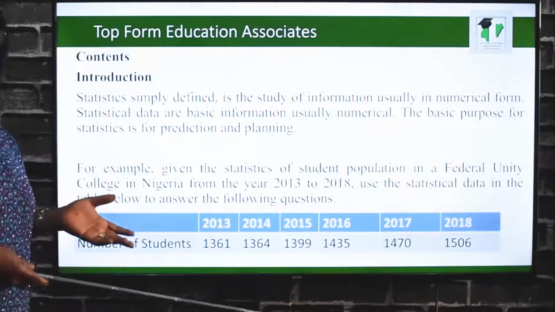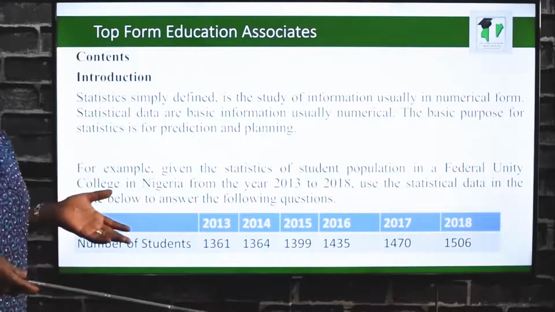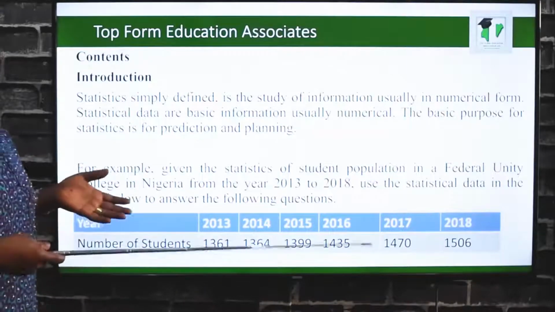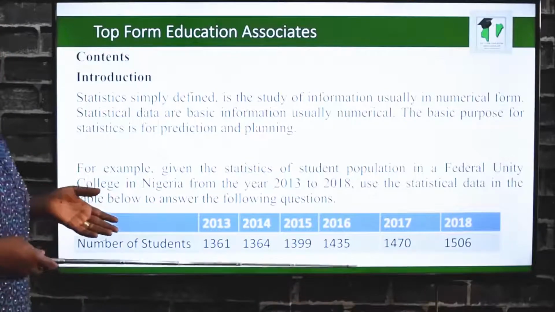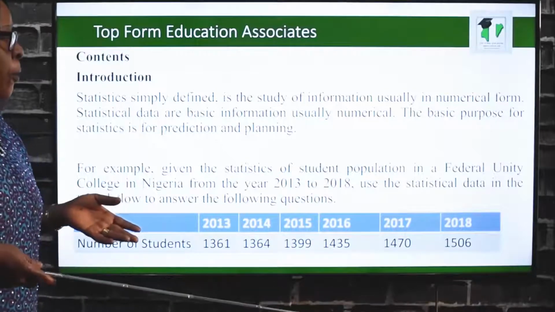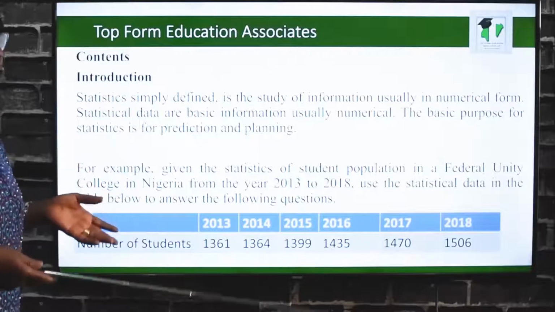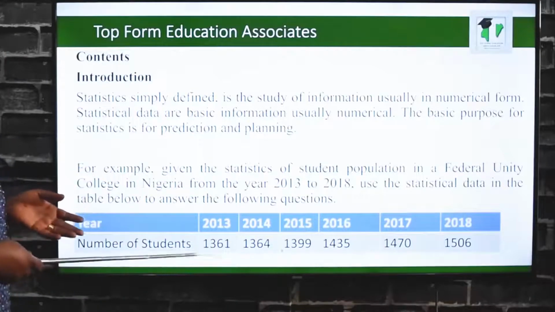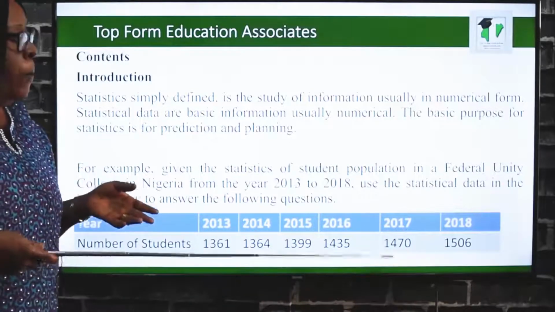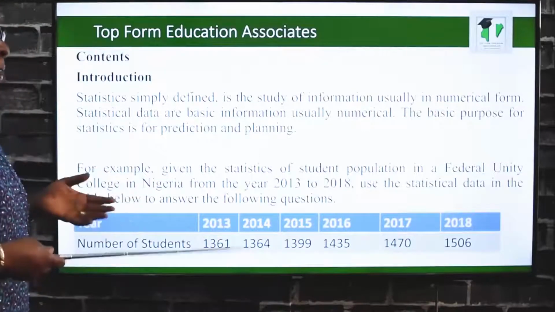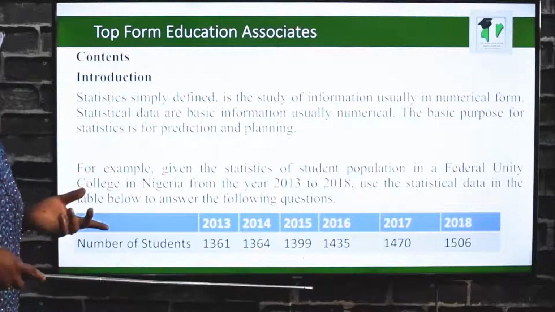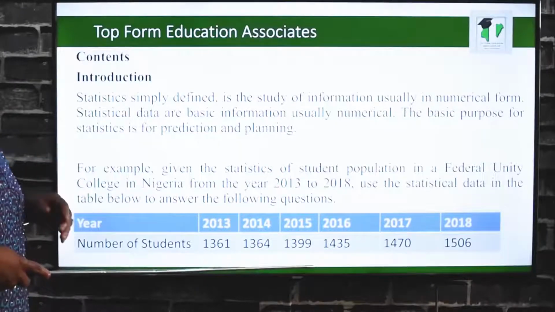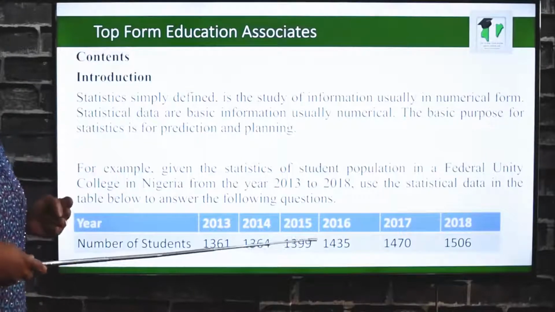If student population is increasing, what do we do? It may mean increase in number of classrooms, a demand for increase in number of dormitories, a demand for increase in number of teachers, and things like that. If you do not have these statistics, you cannot make that prediction, you cannot make the planning.